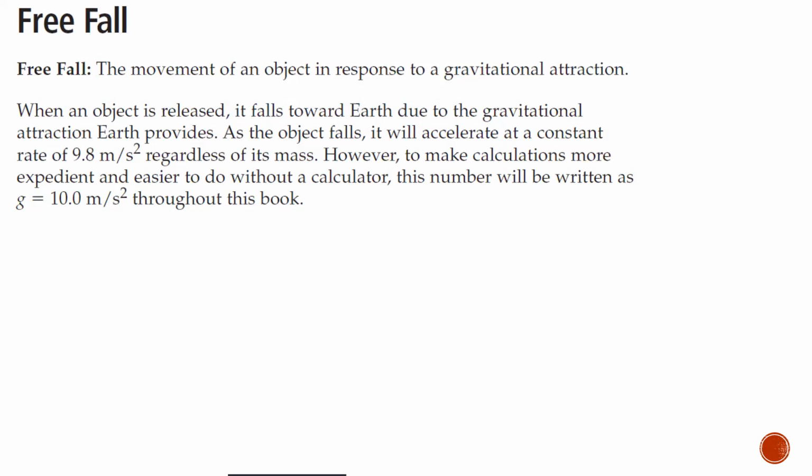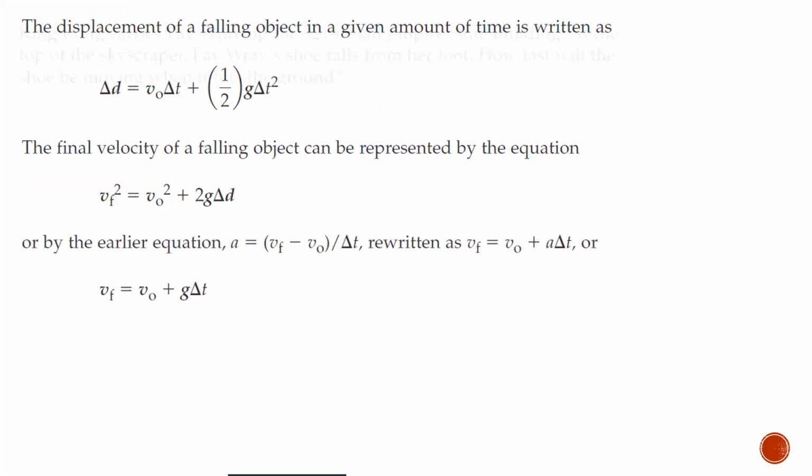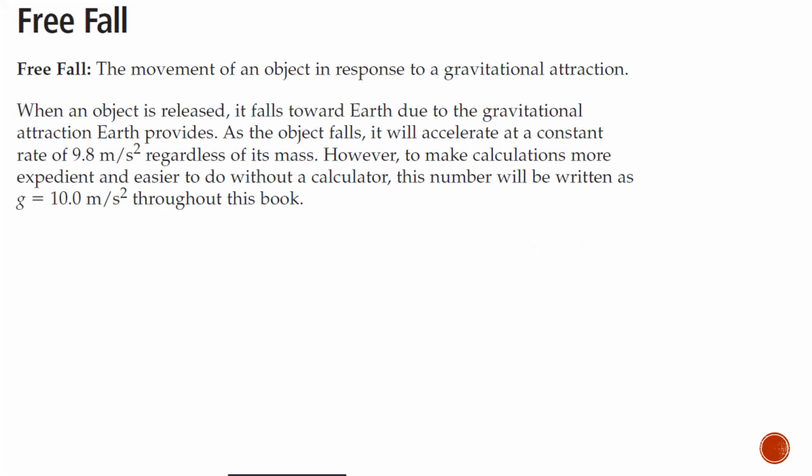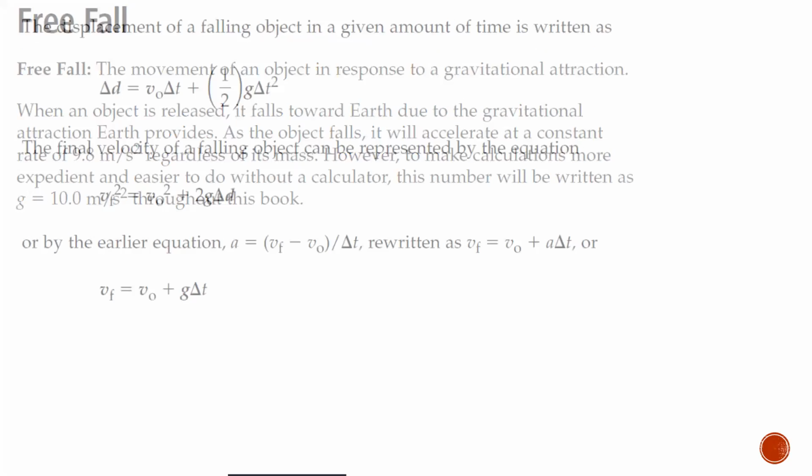However, to make calculations easier to do without a calculator, this number will be written as 10 throughout this book. I want to summarize it and start talking about these equations and solve some problems. So this is for the freely falling object.